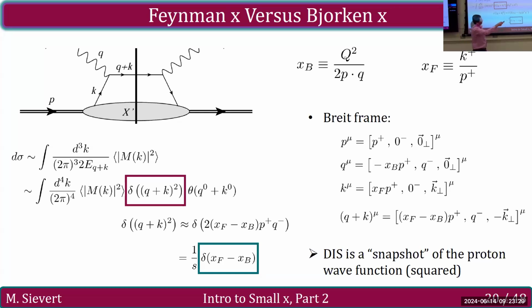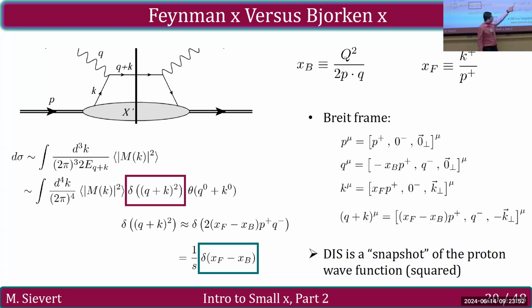Here my proton is going only along plus. The virtual photon has a negative piece along plus. That's in order to make it space-like. And it's got a large positive momentum along minus. So I can think of the photon as coming along the minus z-axis, the proton coming along the plus z-axis, and my center of mass energy is that p plus q minus product.